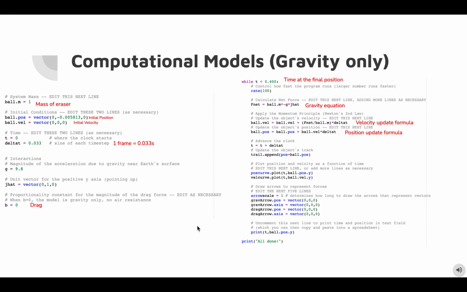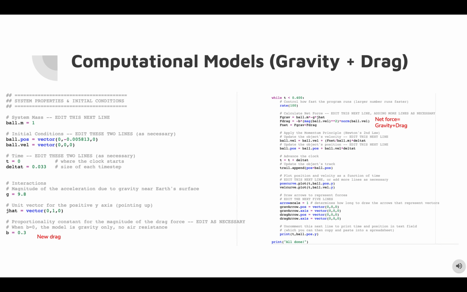This is the code I used to simulate the gravity-only computational model in GlowScript. I incorporated the system mass and the initial conditions, where the initial velocity is zero because the eraser was falling from rest. B is the proportionality constant for the magnitude of the drag force, which is zero because we are only modeling gravity right now. I also incorporated my time at the final position and the gravity equation because right now the net force is only gravity. And then I incorporated the momentum principle with the velocity update formula and position update formula in terms of how the eraser was falling.